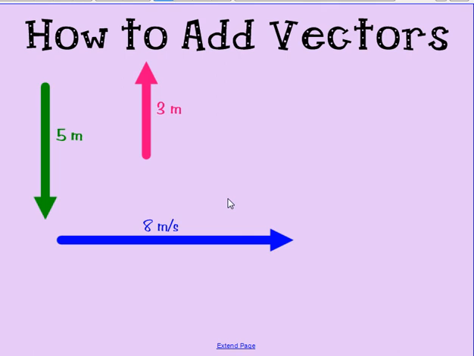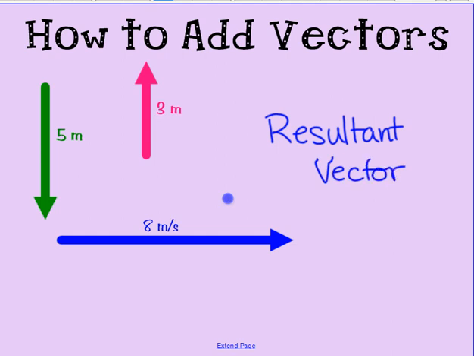One last fact about adding vectors is that when I add two vectors together, the result is called the resultant vector. I'll use that term multiple times in this video.